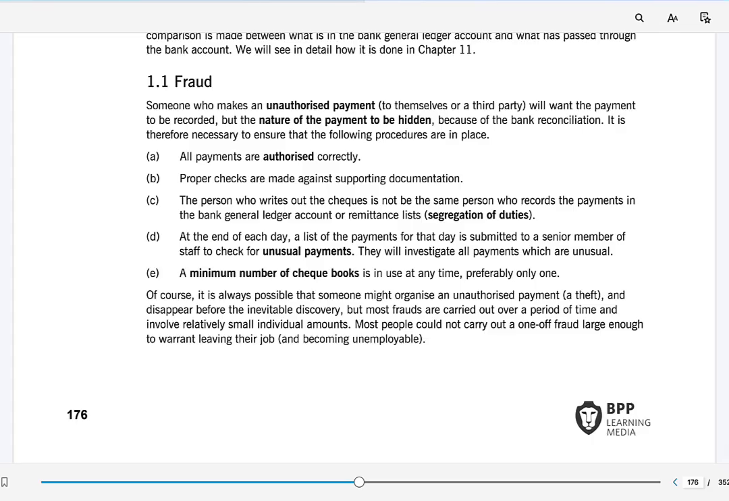2. A real supplier is used, but the bank details are changed. The supplier name is real, but the payment is redirected to the fraudster's bank account. 3.